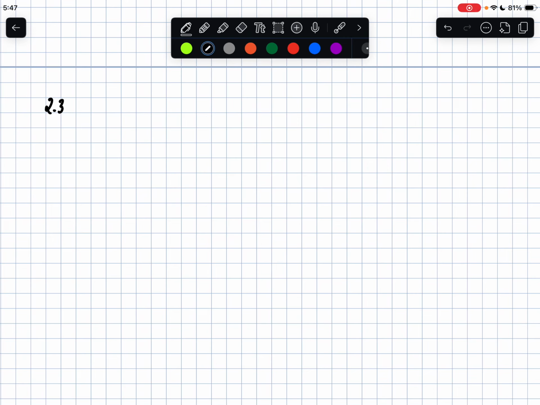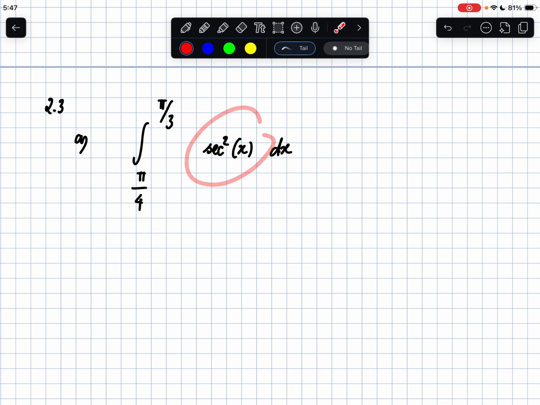We have two examples of the fundamental theorem of calculus we use to compute this integral. Part A: the integral from pi over 4 to pi over 3 of secant square of x dx.